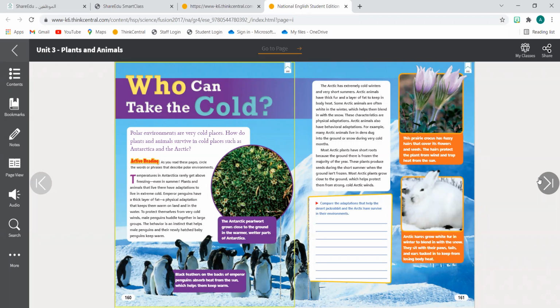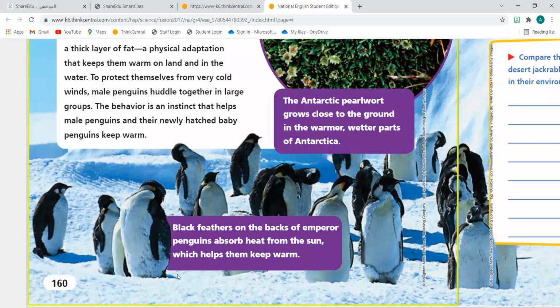Now, who can live in the cold weather? Penguins. Why can penguins survive the cold weather? What do they have? They have feathers on their back. Why? So they don't get sick with the cold, and they are black in color.